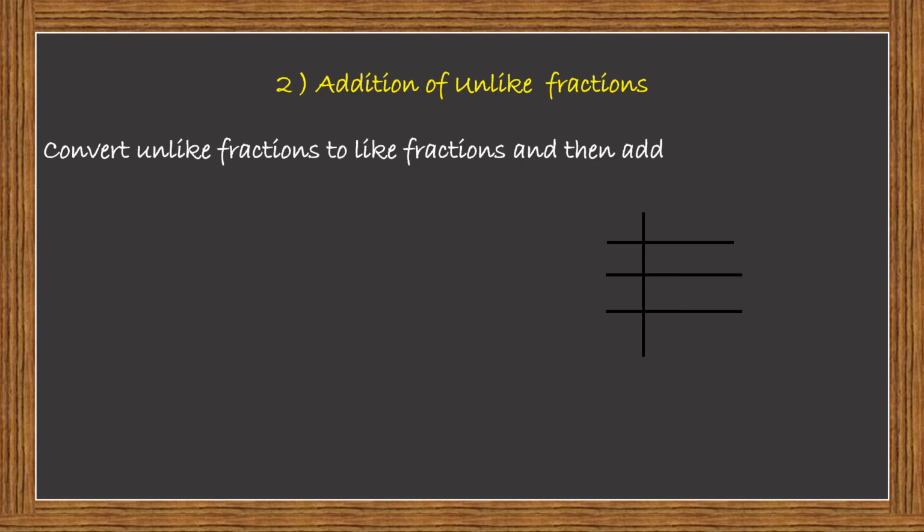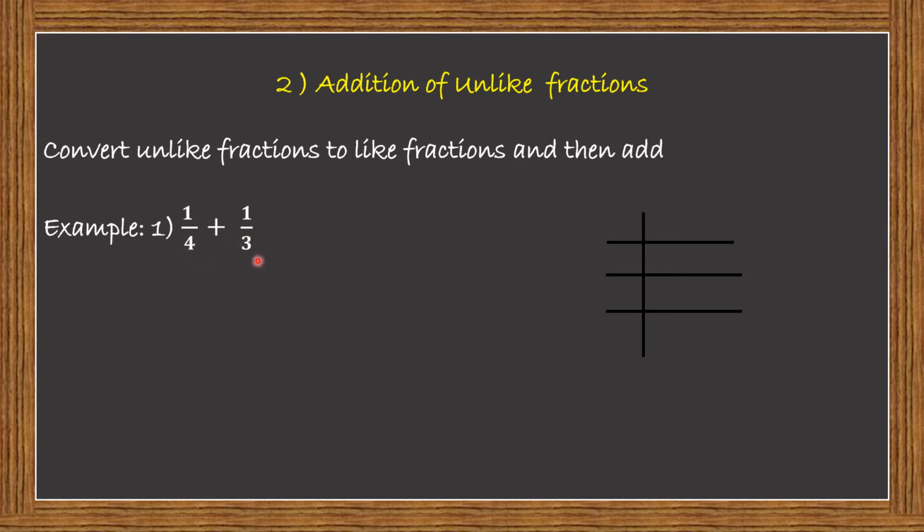Now let's see how to add unlike fractions. For addition of unlike fractions, convert unlike fractions to like fractions and then add. So let's take an example. The example is 1 upon 4 plus 1 upon 3. Here the denominators are different, hence they are unlike fractions. We have to make the denominators the same. To make the denominators the same, we have to find the LCM.